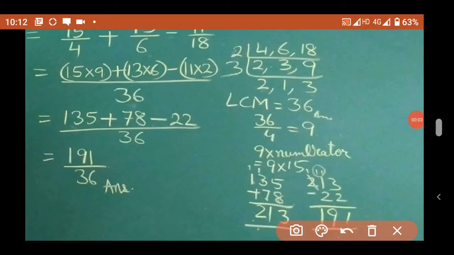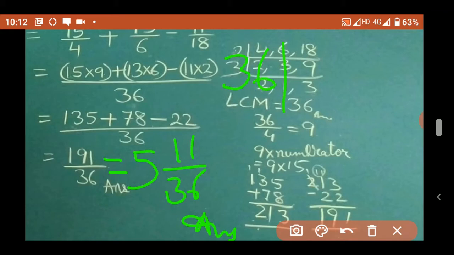Now as the answer is in improper fraction, we need to convert it to mixed fraction. So you can do it orally. Simply write 5 11 by 36. Now you may wonder how did we get this direct answer. So you go for your division on the right hand side.